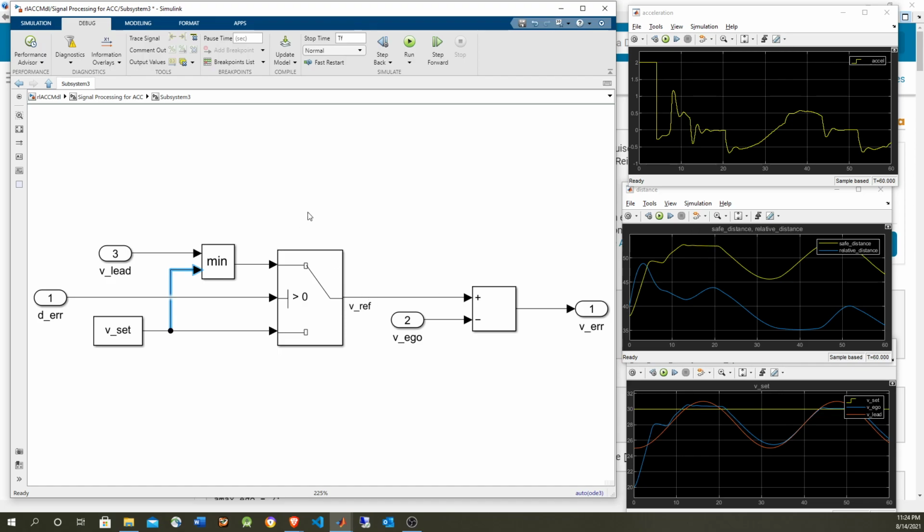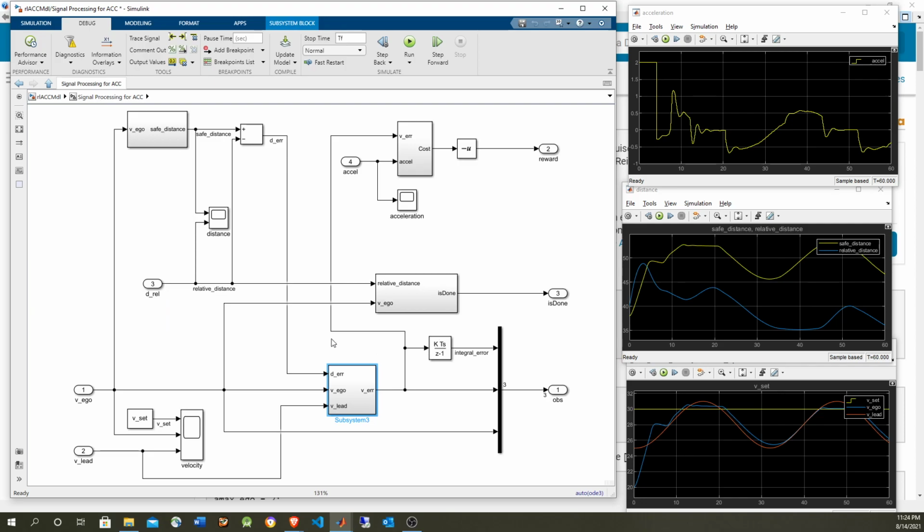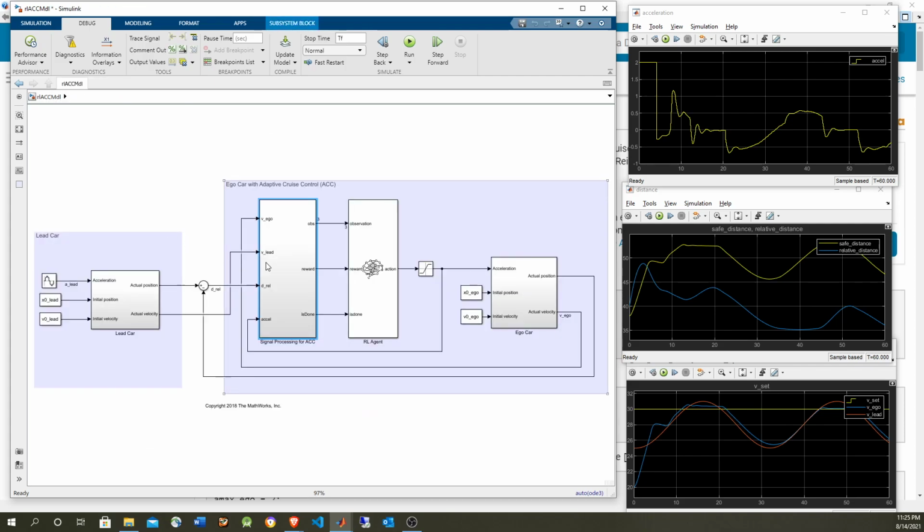So that's a couple of things, but in the end, this is where you program the reinforcement learning, and I found it quite intuitive and easy to do. So basically that's it.